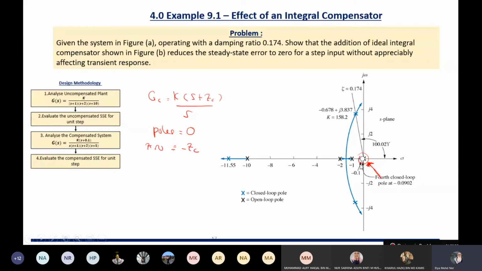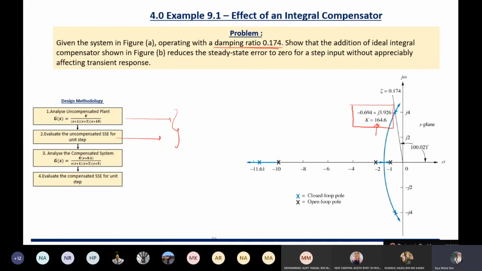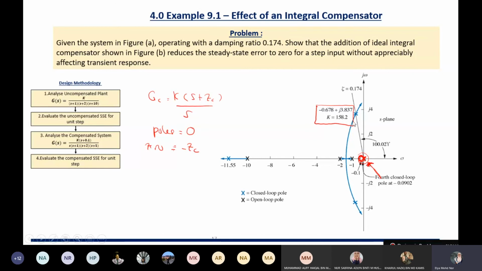By adding the zero and pole here, the zero is very near to the pole, so for sure the pole is at 0 and we have the zero very close to the pole. What we get is that we are able to maintain the shape of the root locus. The root locus still intersects at the damping ratio 0.174, but now the gain is slightly smaller than the previous 164.6, which is now 158.2. Okay, so let's combine everything.